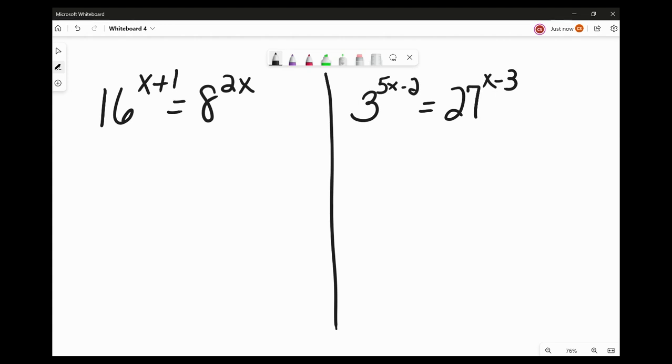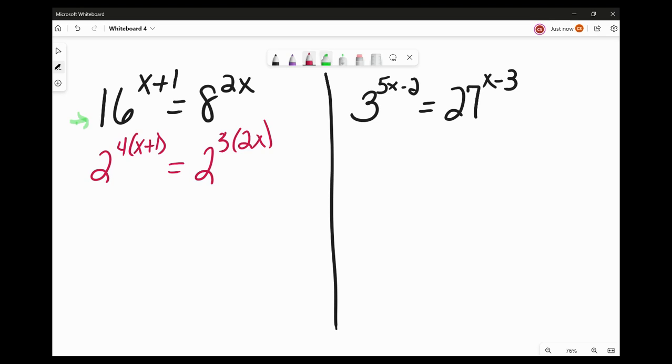And if I look, I know that 16 I could rewrite as 2 to the fourth power. And 8, I could write as 2 to the third power. Okay, so I have changed nothing so far. I'm just rewriting those numbers to have a similar base. And now 16, which is 2 to the fourth power, is still being raised to the x plus 1 power. So it should look like that. And 8, or 2 to the third power, is still being raised to the 2x power. So it looks like this.